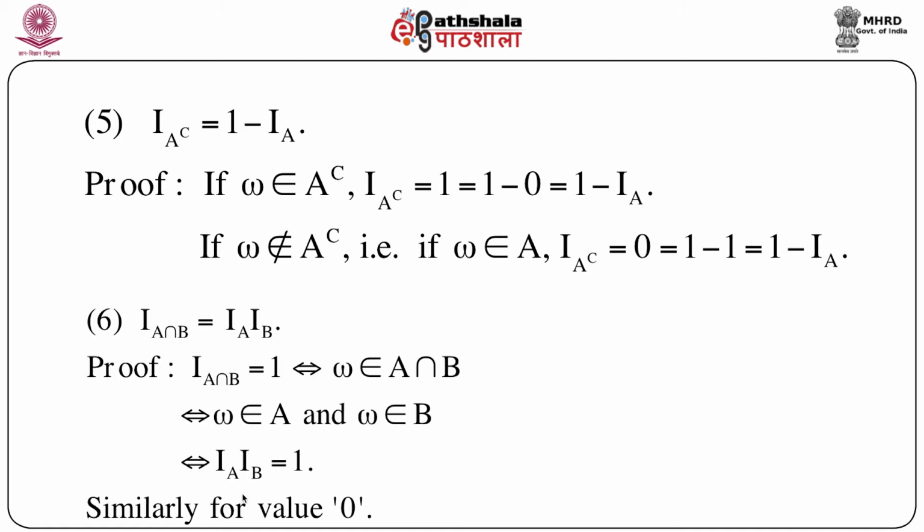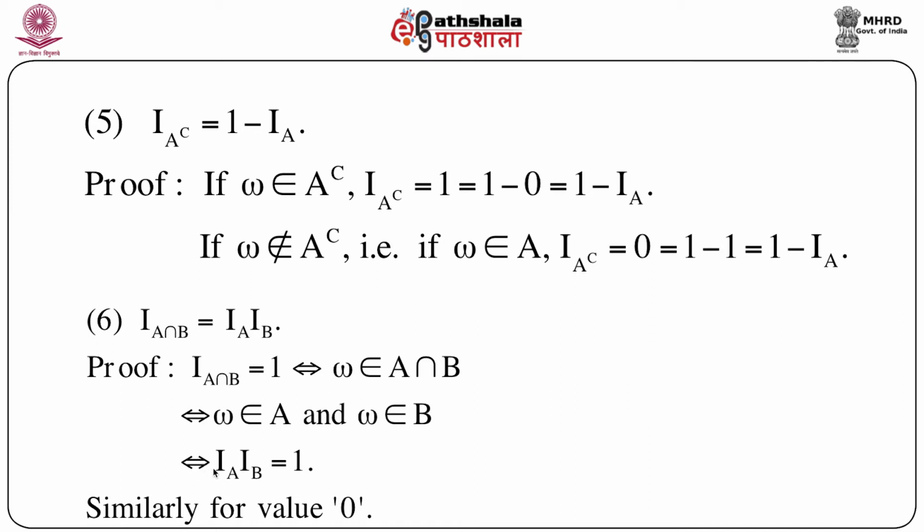Now what about the indicator function over the intersection of two sets? That is, I of A intersection B equals IA times IB. The proof again goes exactly in the same way. That is, I of A intersection B equals 1 implies, and is naturally implied by, omega belongs to A intersection B. This implies, and is implied by, omega belongs to A and omega belongs to B, because both should hold in order to belong to A intersection B.